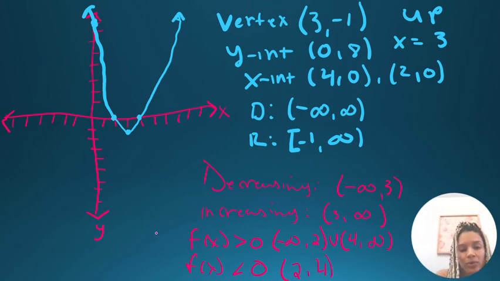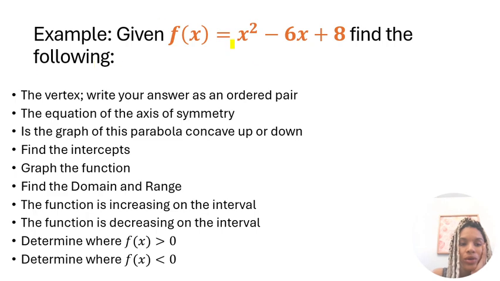So this question right here, where is the function above the x-axis? And this question right here, where is the function below the x-axis? Below the x-axis is just right here in this interval, from 2 to 4. When it's greater, everything above, you need the union because you need to connect this and this right here. So that was one example, and we answered all these questions.